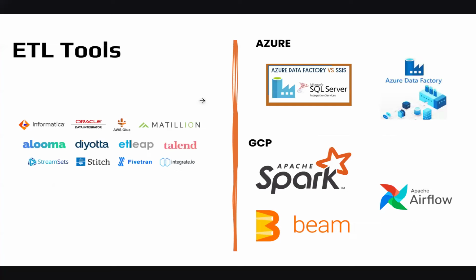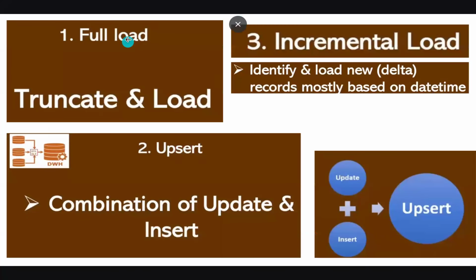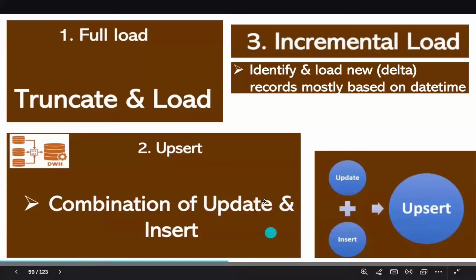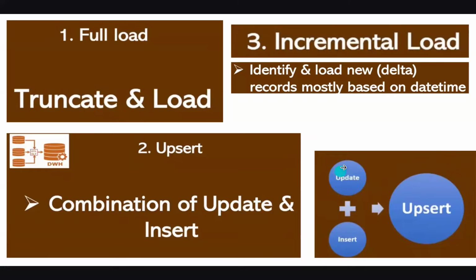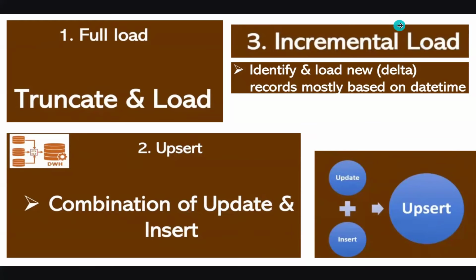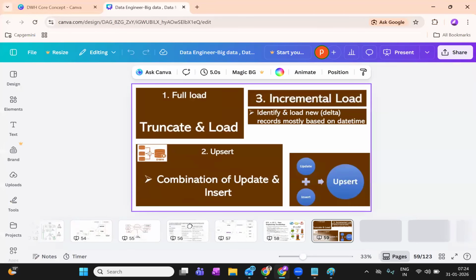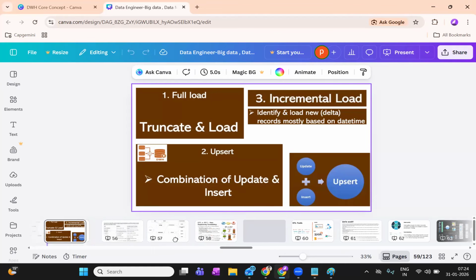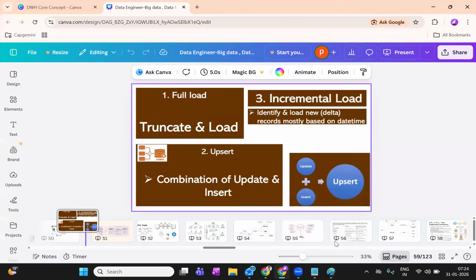Okay, so this one you can read. There is a concept called full load, which means I will truncate and load. Then upsert: first I will match the two tables. If the ID matches, I will update the record. If the ID doesn't match, I will insert the record. This we call the upsert method. Third one is the incremental method: identify and load new records, mostly based on a date time column. Based on the date time column, I will load the data into the data warehouse.